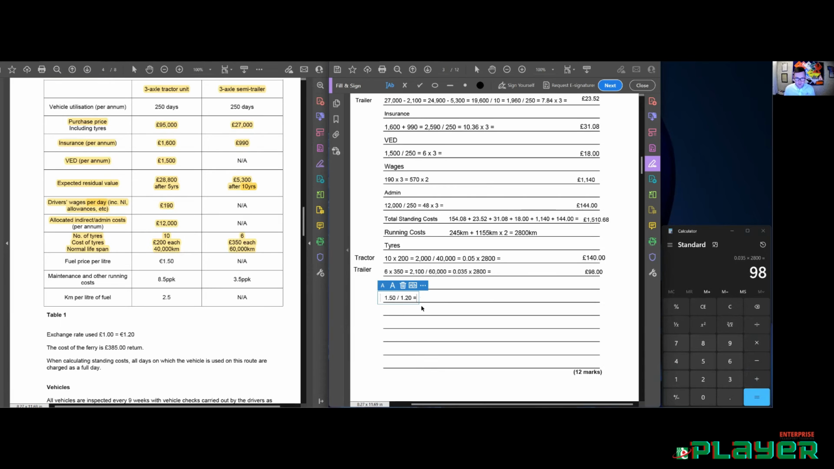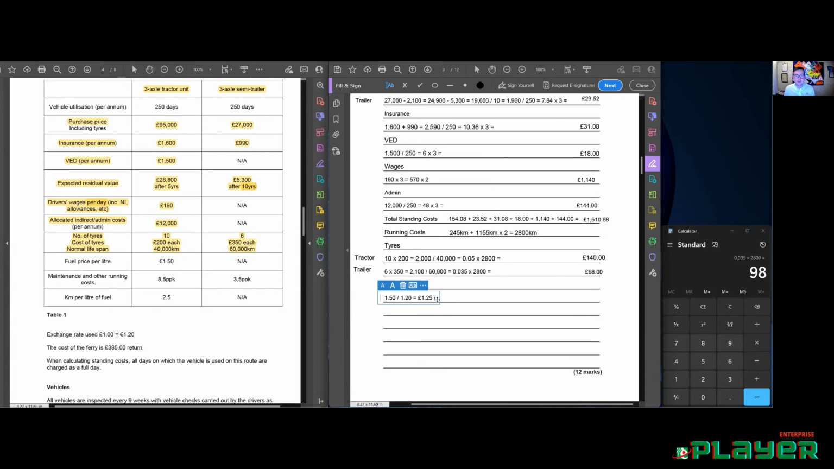So 150 divided by 120 will equal, and I'll put my pound figure here because I want to show that it's in pounds, that now a litre of fuel costs me £1.25 rather than it being €1.50. And that makes it easy now to work out the rest of it. Because once I've got my cost of my fuel, I need to divide that by its usage, I guess. It tells me kilometers per litre of fuel. That's what I'm looking for there. It does 2.5 Ks to the litre.